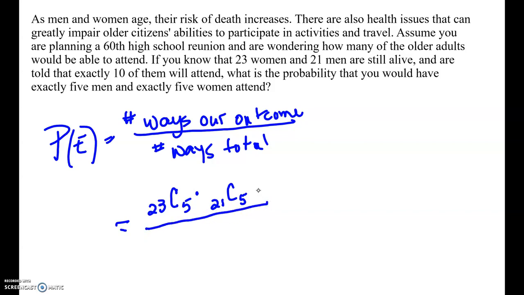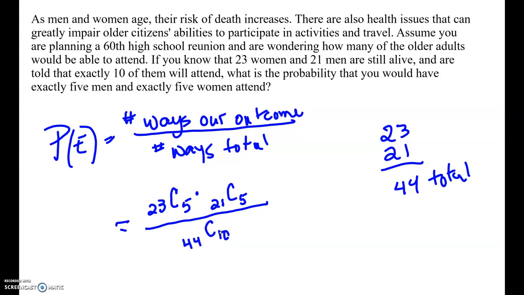The bottom part is actually a little simpler. How many people do we have total? Well, 23 women and 21 men makes 44 total people. And out of those total people, we want 10 of them to attend our event. So we would say out of 44, how would we choose 10? Now, the easiest way to do this is with your calculator, whether it's scientific or graphing. I have the graphing calculator here, so that's what I'm going to use.